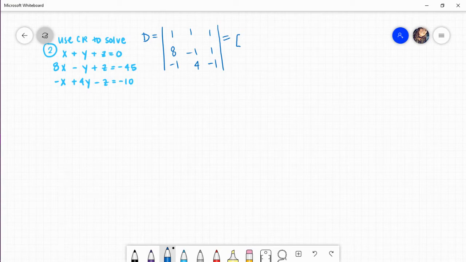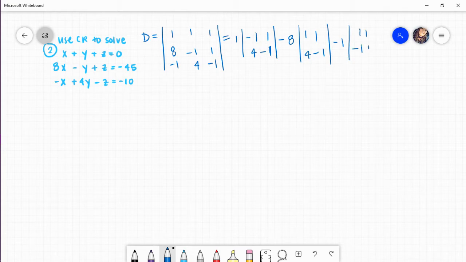Okay. And so what we're going to do is take the determinant of... I actually did all of the work, so I'll go and do it now also. So we're going to start here. We have 1 times the determinant of -1, 1, 4, -1. This is where we alternate plus, minus, plus, minus. We would take a -8, and we're going to multiply that by the determinant of 1, 1, 4, -1. And then we're going to alternate back to positive, but because this is a -1, we just have -1 times the determinant of 1, 1, -1, 1.